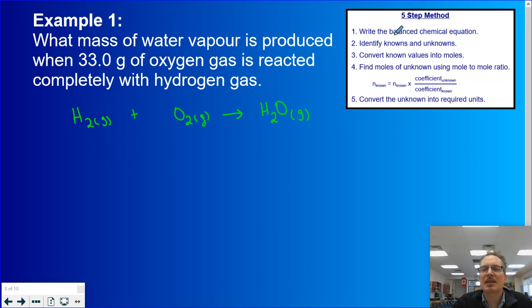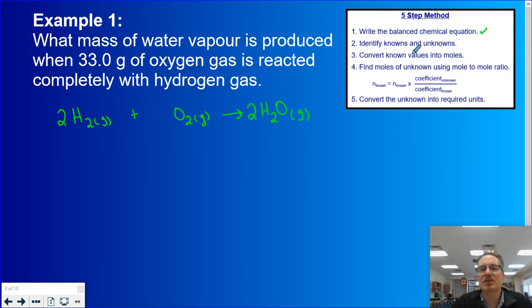I want to remind us that it says balanced chemical reaction. So let's make sure this is balanced. 2 hydrogens, 2 hydrogens. 1 oxygen, 2 oxygens. Therefore, I have to put a 2 here because we have to use whole numbers. So 2 oxygens, 2 oxygens, 4 hydrogens on the right. I'm going to need a 2 here, so I have 4 hydrogens on the left. Step 1 says write the balanced chemical equation. We did that step. Step 2, identify the knowns and the unknowns.